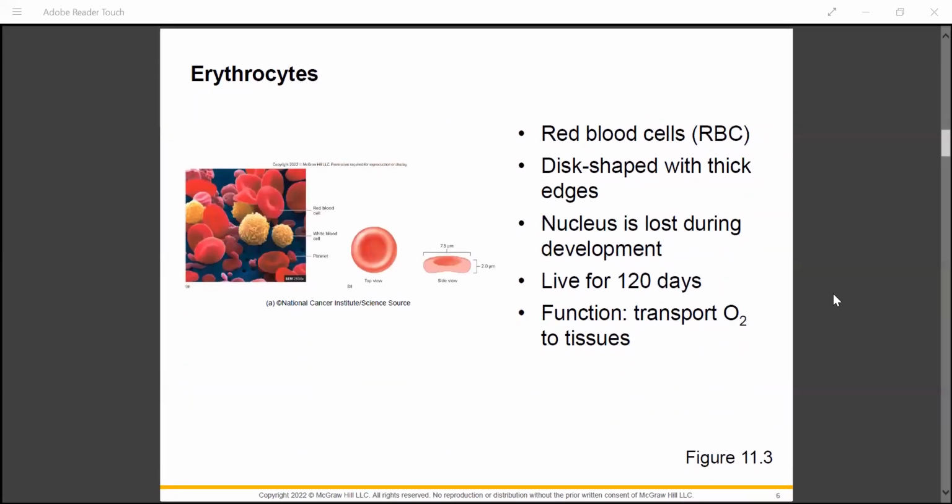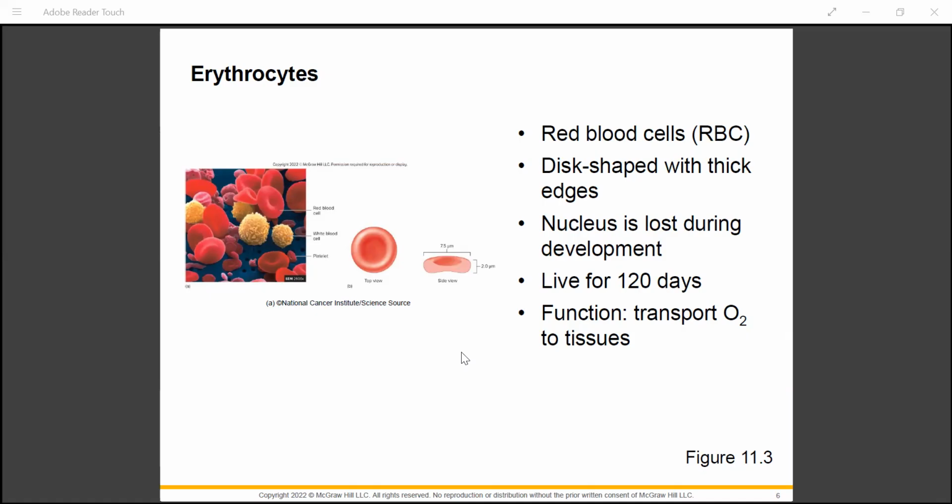Okay, erythrocytes are our red blood cells. And so they are this biconcave disc shape. So you see they're a circular disc and they have a little indentation on both the top and the bottom. So that's why it's called a biconcave disc. You'll see they do not have a nucleus. So think to yourself for a second, what would that prevent them from doing if they don't have a nucleus?